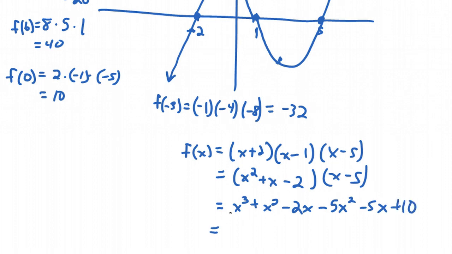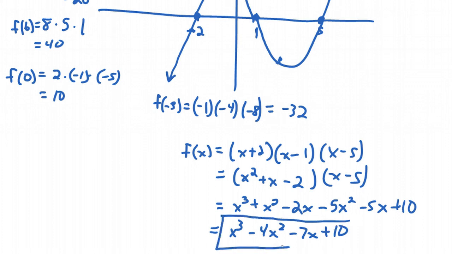Now let's combine our like terms. The only x cubed we have is the first one. We have an x squared and a minus 5x squared. That's really minus 4x squared. We also have a minus 2x and a minus 5x. That gives you minus 7x. And we also have that plus 10. So actually, if you multiply all three of these together, it turns out you get this, and you can clearly see this is a polynomial. In fact, it's a third degree polynomial: x cubed minus 4x squared minus 7x plus 10.